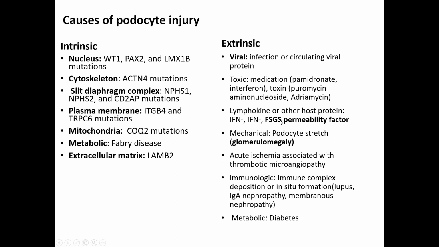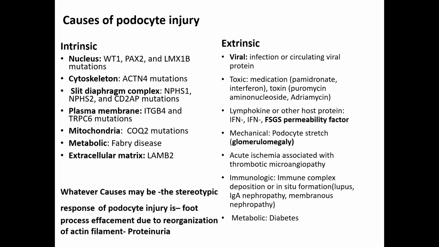And the most common factor explained in the idiopathic causes of FSGS is circulating permeability factor. And there are some immune complex deposition or in situ formation, as in lupus, IgA nephropathy, membranous nephropathy, which can also cause podocyte injury. So whatever may be the cause, there are several causes of podocyte injury.